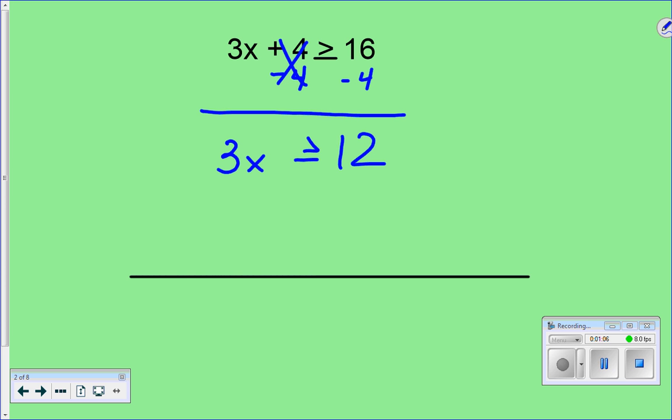Do you remember my next step, Jasmine? I have to solve for x. Not quite done yet. What do I have to do next? Divide by 3. Good job. Divide by 3, divide by 3. I have x is greater than or equal to 4. Now I can start my number line.